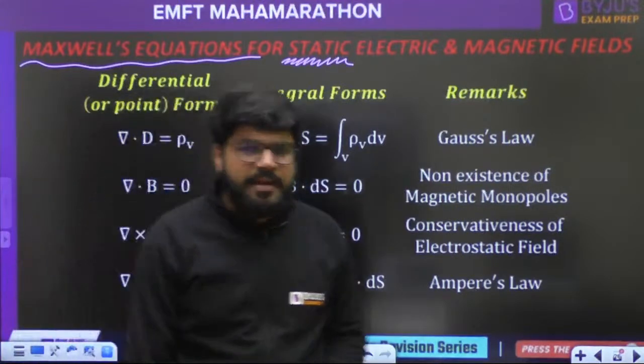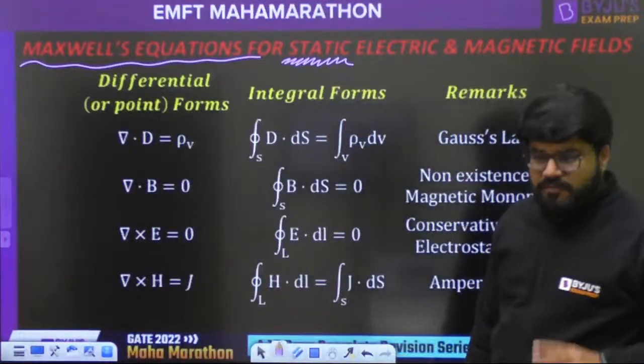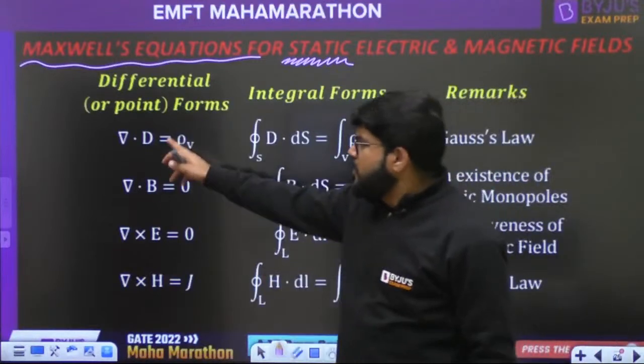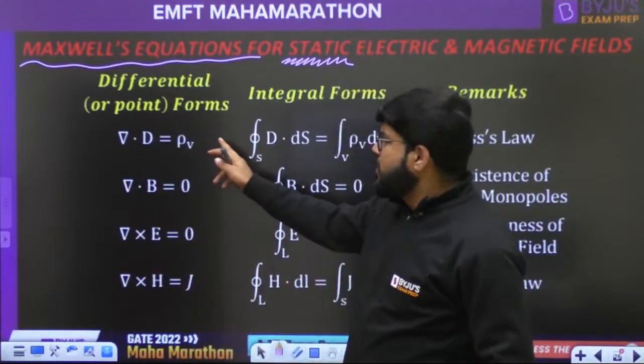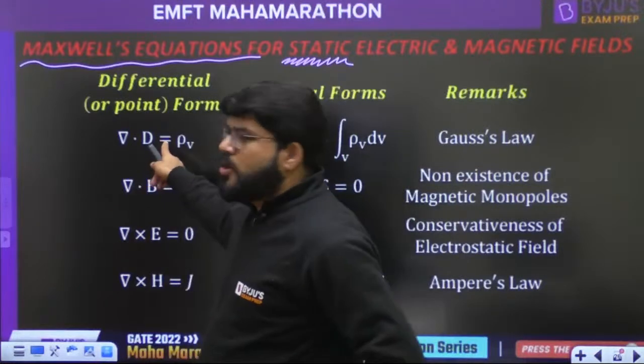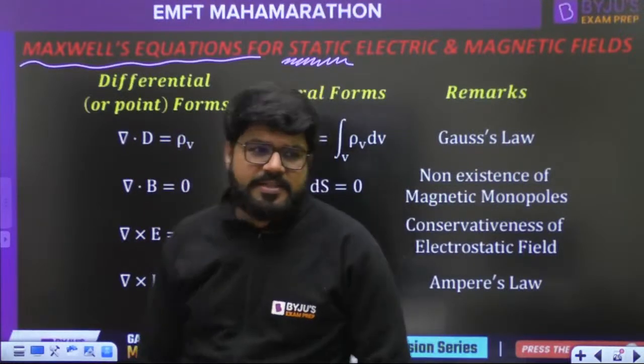Although for the questions, wherever they are relevant, it will be more from the differential form. So del dot D equal to rho V. Yesterday we also solved a question: given D, find the value of rho V, and so on.